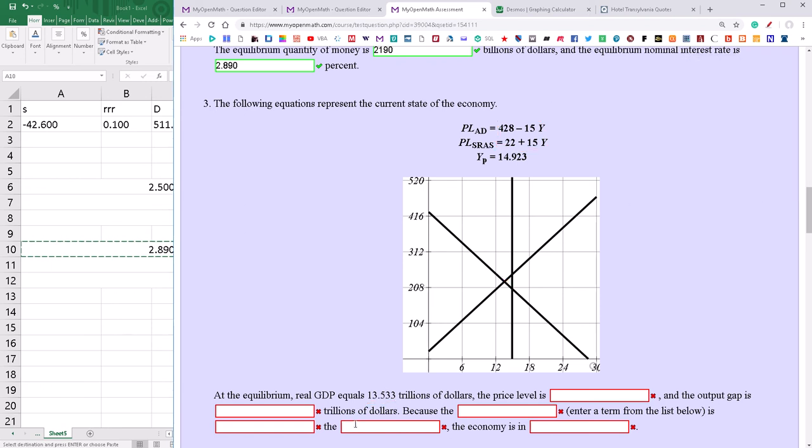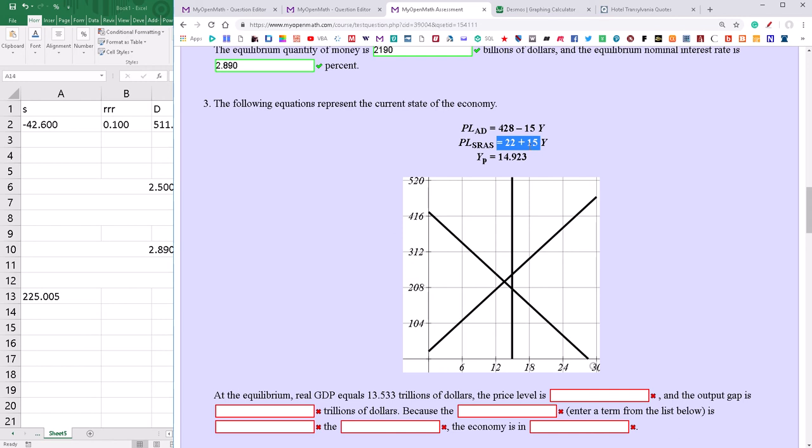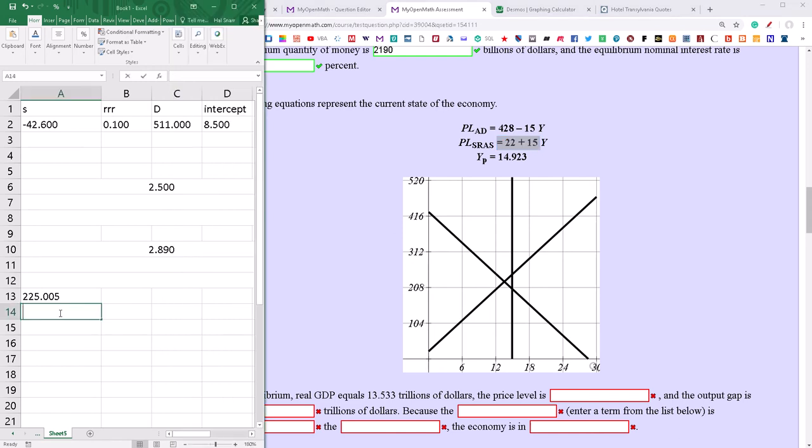So let's close that out. Okay, down here, I'm going to type equals 428 minus 15 times the GDP level, 13.533. I get a price level of 225.005. And then I can do the same thing with the supply curve: multiply that slope by 13.533, and I should get something about the same.